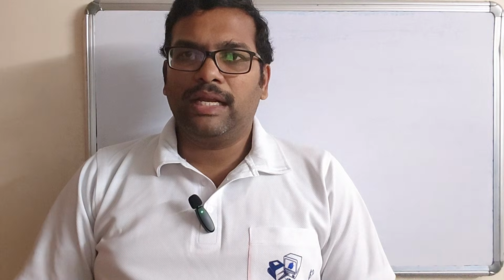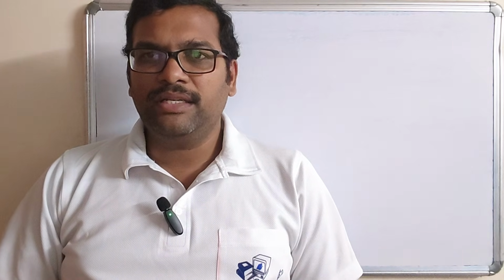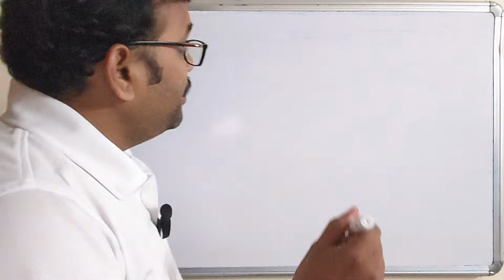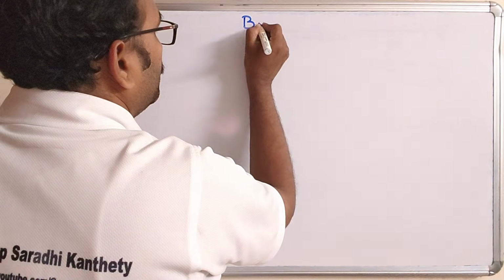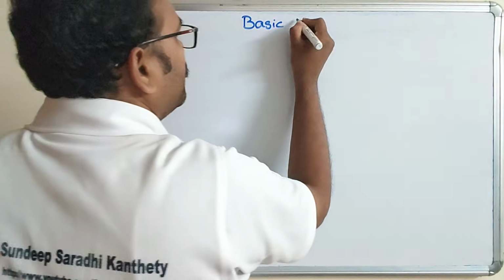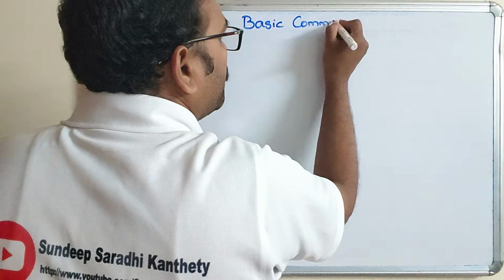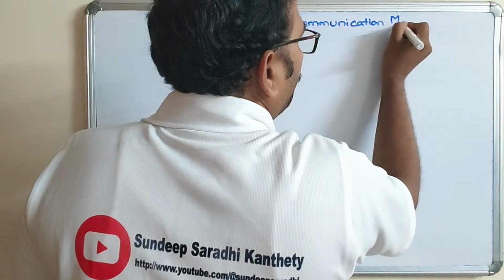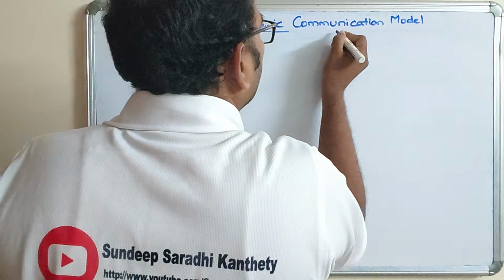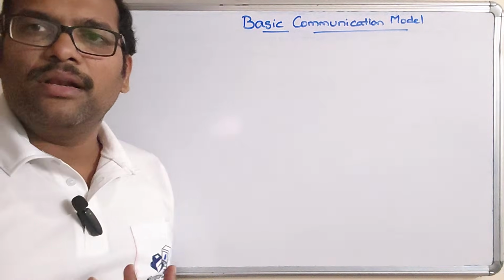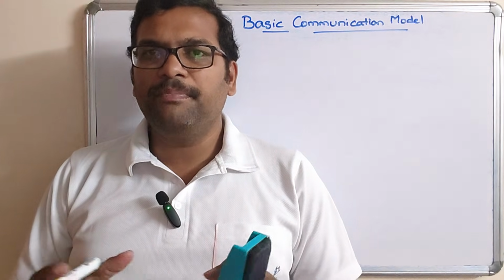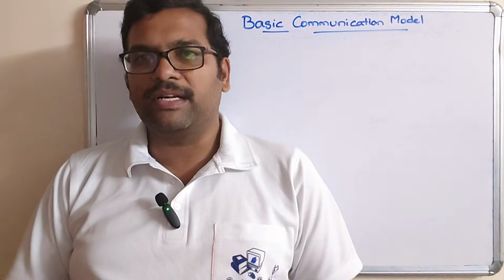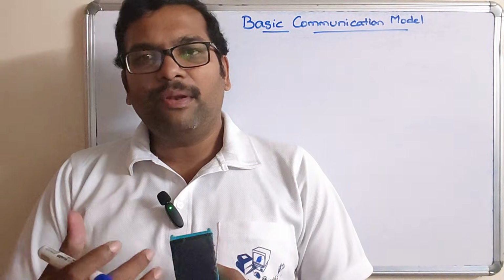So today we'll see a concept in computer networks. So the basic communication model, right? So here the communication model means the communication between two devices or two persons. So how will it be done?